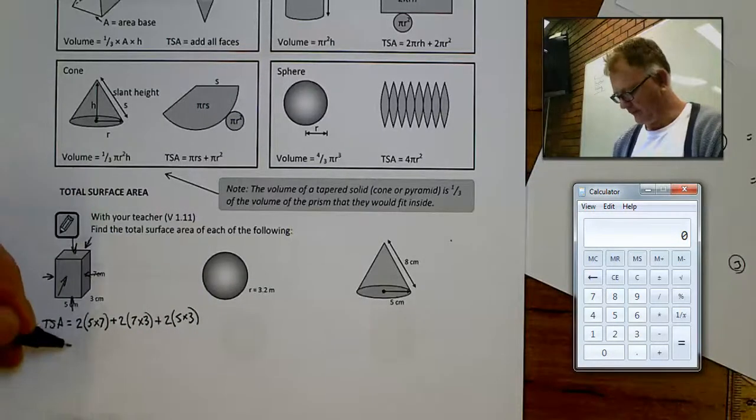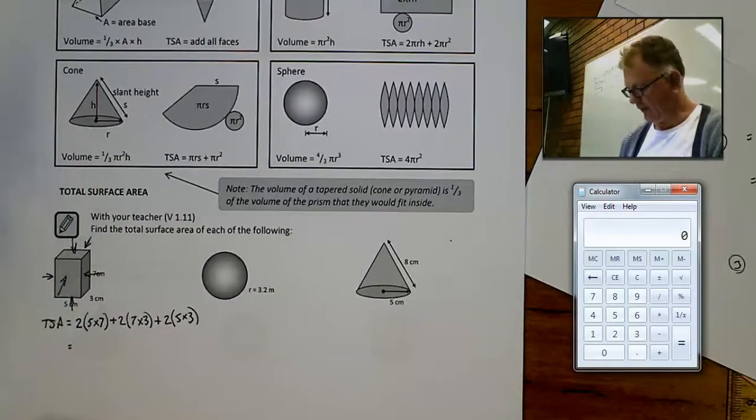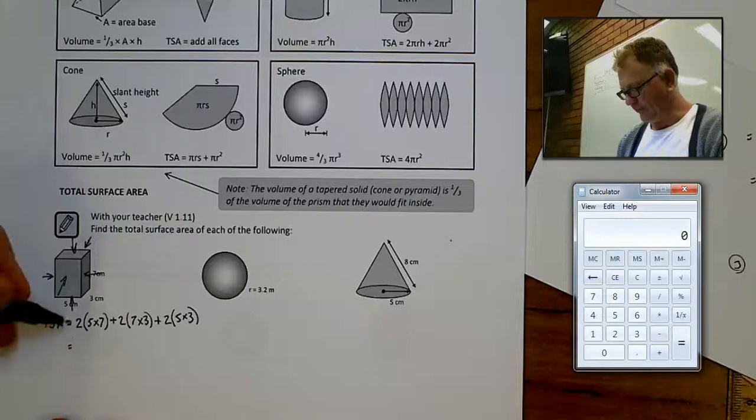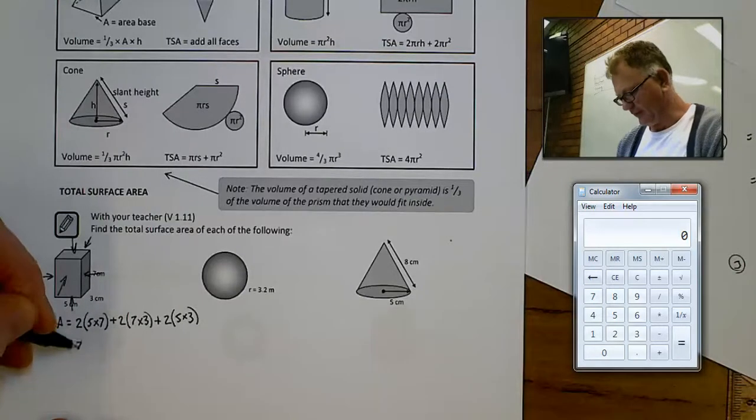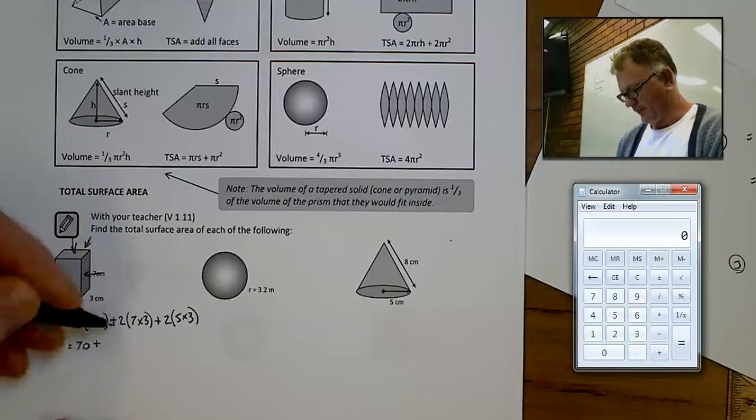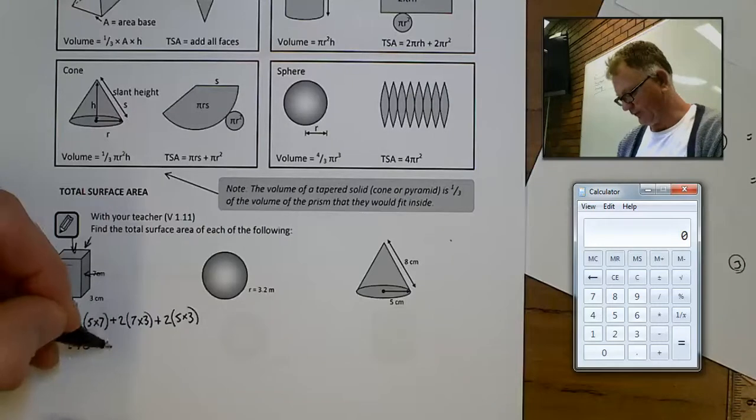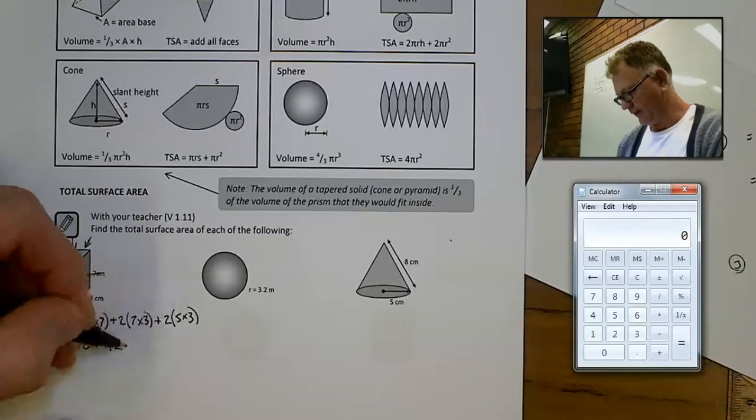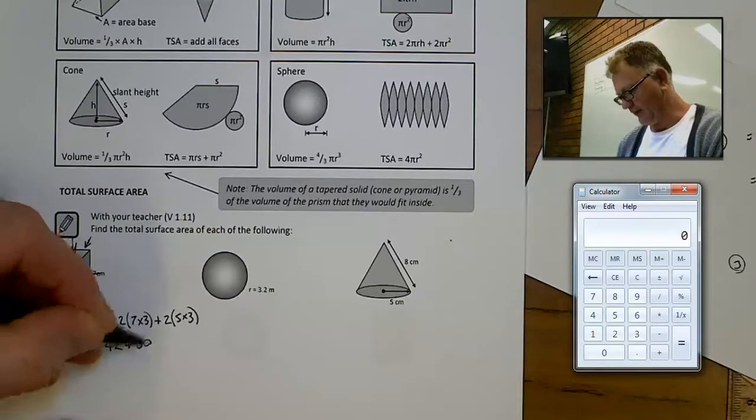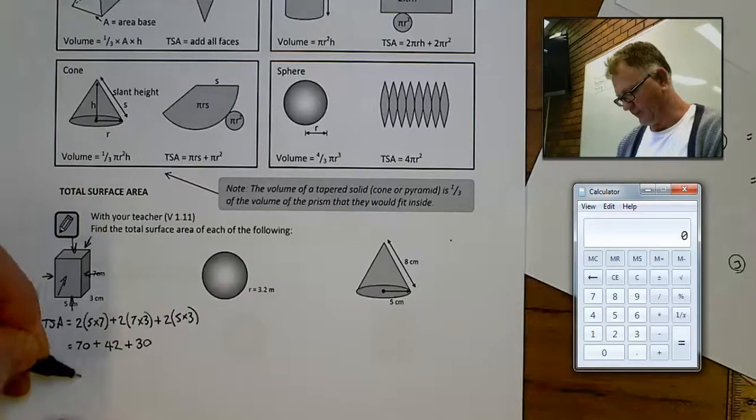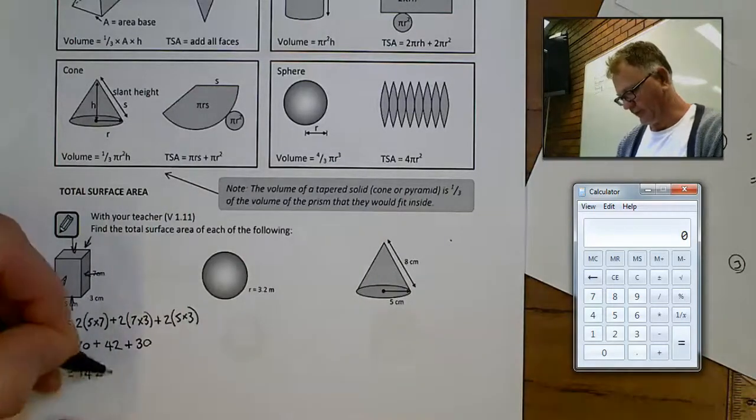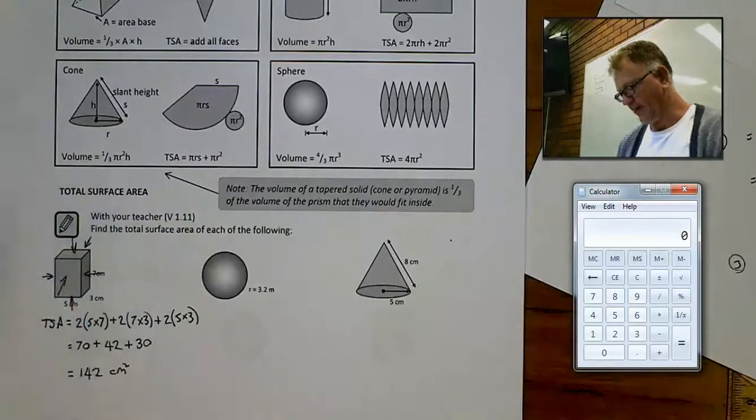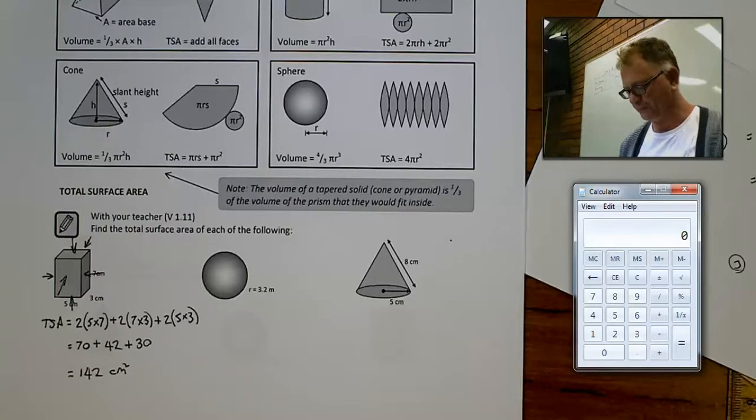So we can just about do this one in our heads. 7 5s are 35, times 2 is 70. 7 3s are 21, times 2 is 42. And 5 3s are 15, times 2 is 30. Add all that together, 142, and the units are centimetres squared, because we're talking about an area.